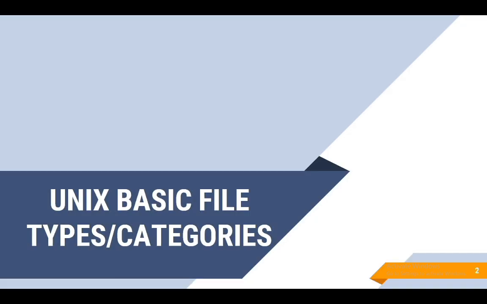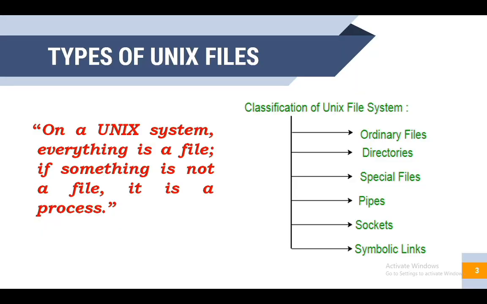Today we will discuss the Unix file types. A simple description of a Unix system is that on a Unix system everything is a file. If something is not a file, it is a process. Means in a Unix file system, everything will be treated as a file. Even our IO devices will be treated as files only. We have to work with the IO devices similar to files. If it is not a file, it means it is a process.